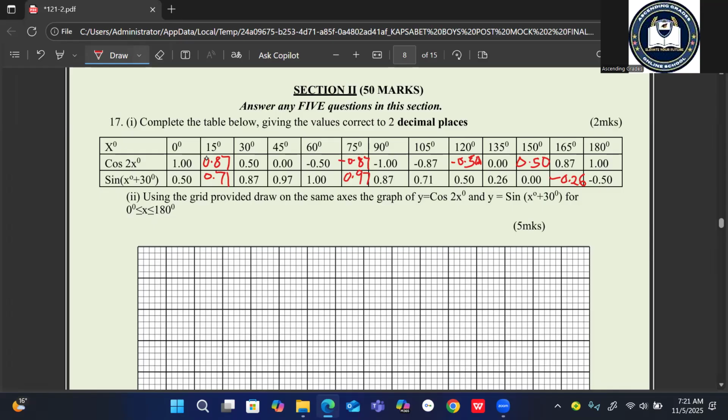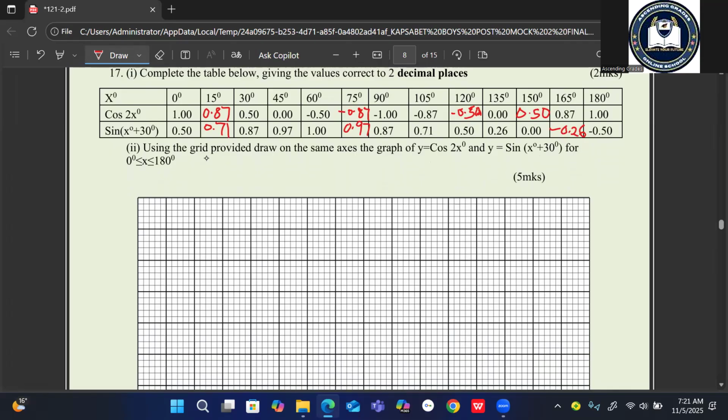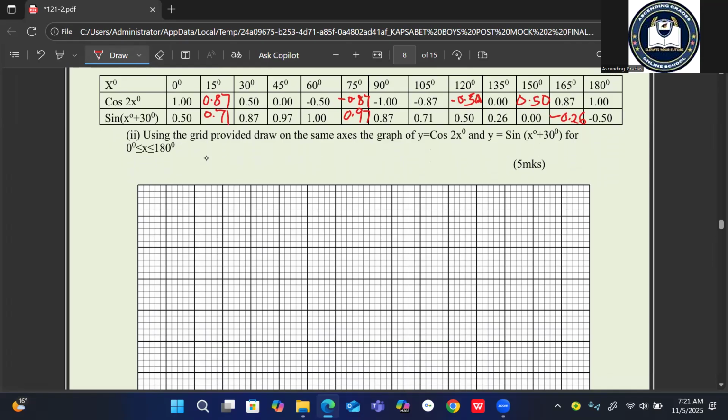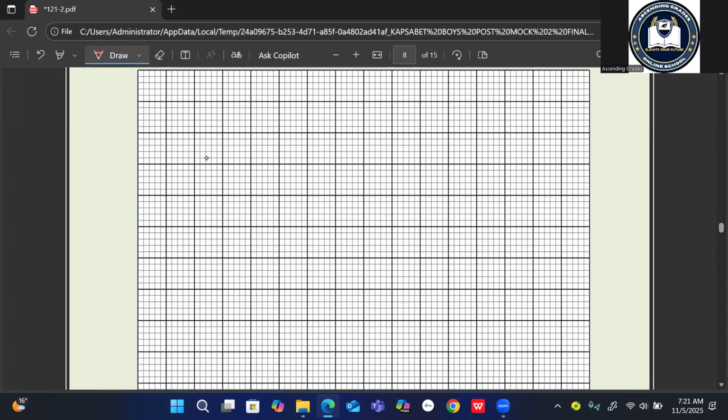So from there, we go to the graph, Roman 2, using the grid provided. Draw on the same axis the graph of y equals cos 2x and y equals sin(x plus 30) for x greater than or equal to 0 degrees and less than or equal to 180 degrees. So we can draw this graph here.